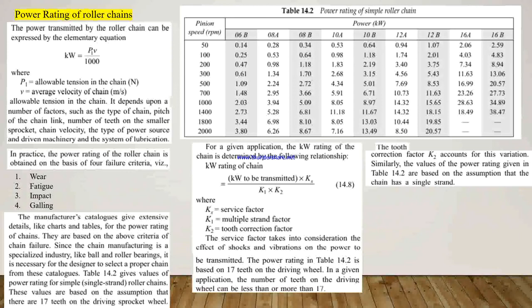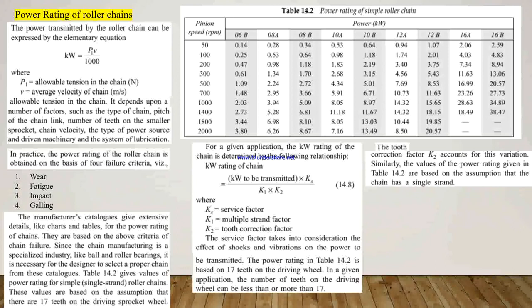These values are based on the assumption that there are 17 teeth on the driving sprocket wheel. Here we see in Table 14.2, pinion speed is given in RPM and power is given in kilowatts. Now, for the given application, the kilowatt rating for the chain is determined using the relation: kW rating is equal to the kW to be transmitted times Ks divided by K1 times K2.